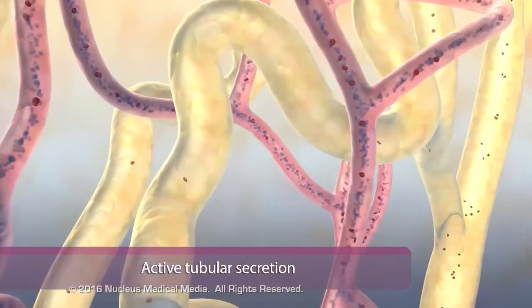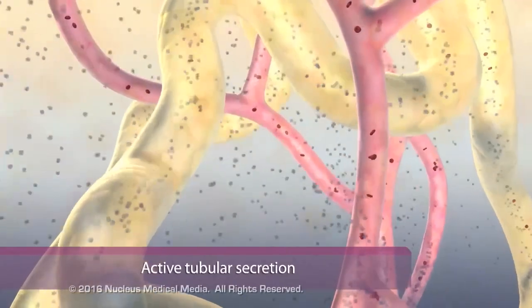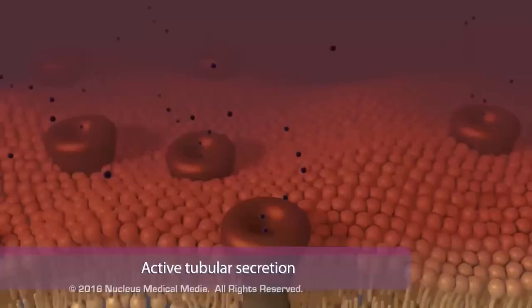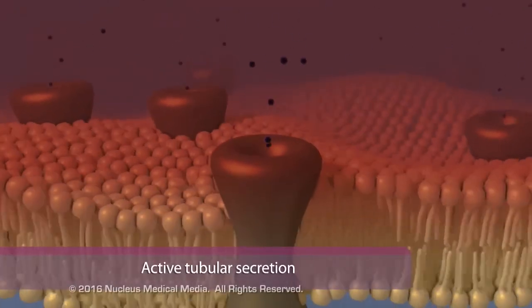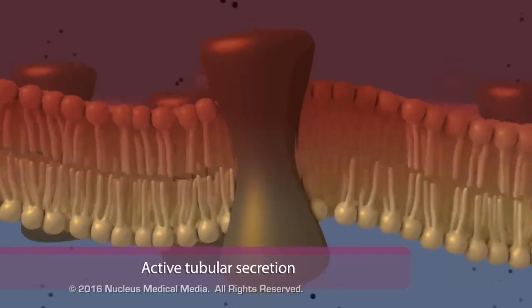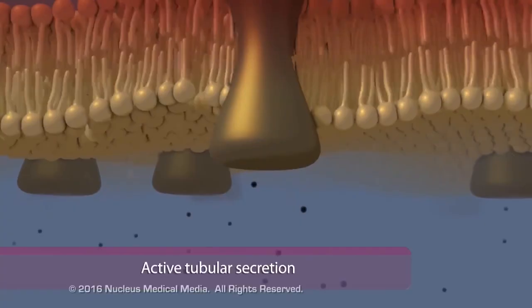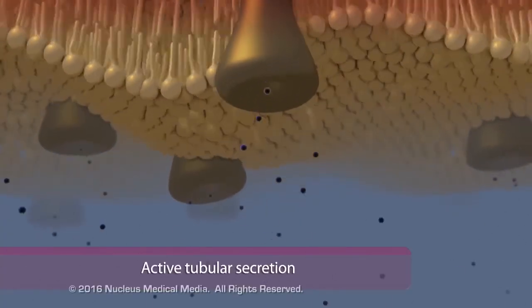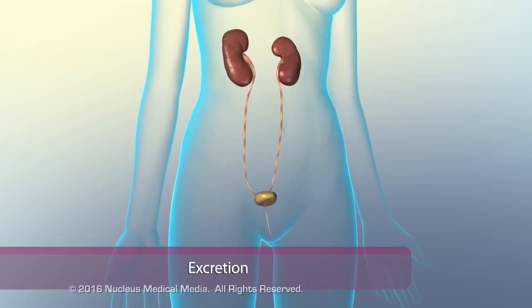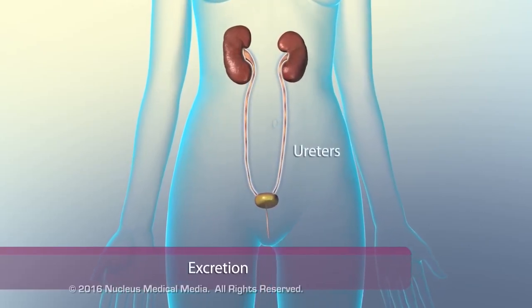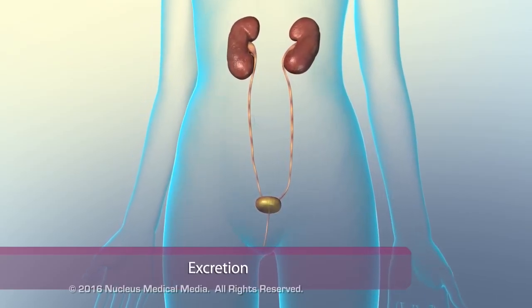Some drugs are not filtered from the blood via the glomerulus. Instead, special anionic and cationic pumps in the walls of the renal tubule actively transport the drugs from the blood into the tubules and collecting duct. Urine from the collecting ducts travels through the ureters, where it is collected and stored in the urinary bladder until elimination from the body.